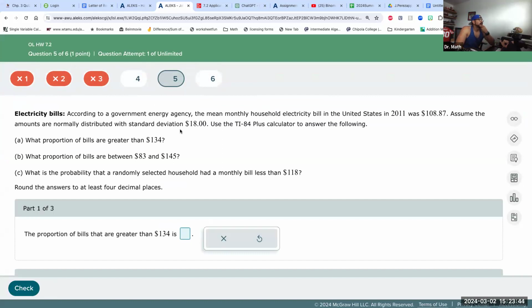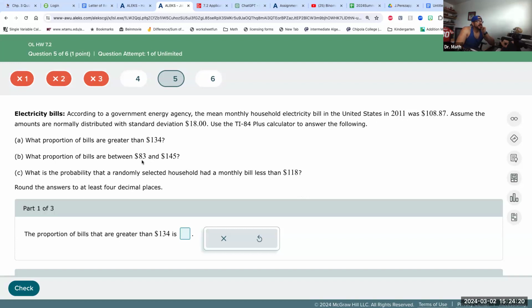Nope, it looks good. Notice for part B here, let's look at this question real fast. It says, according to the government energy agency, the mean monthly household electricity bill in the United States was 108.87. So assume the amounts are normally distributed with the standard deviation of 18. All right, so notice they tell us it's normally distributed, so we're going to have a bell-shaped curve. The mean right smack in the middle is going to be 108.87, and our standard deviation is going to be 18.